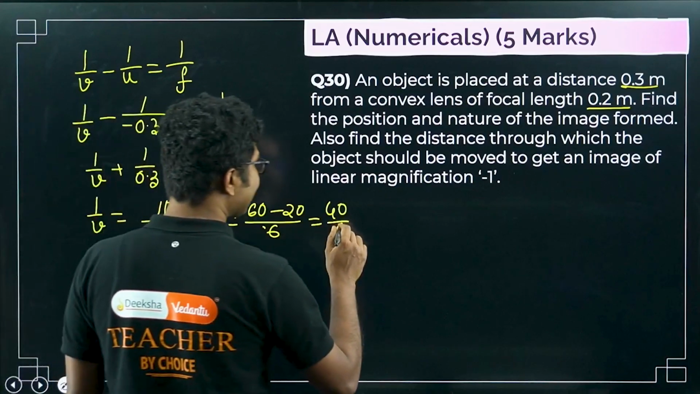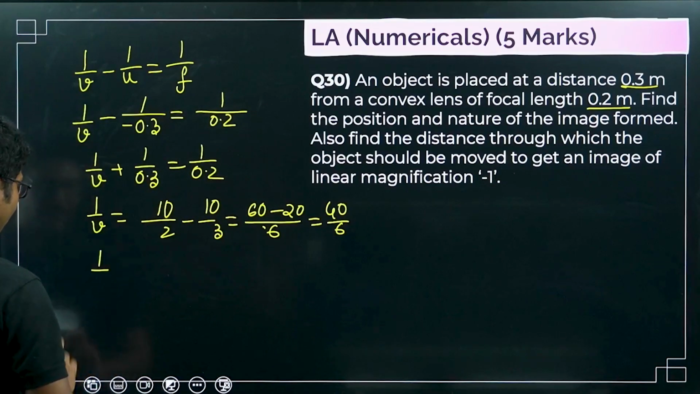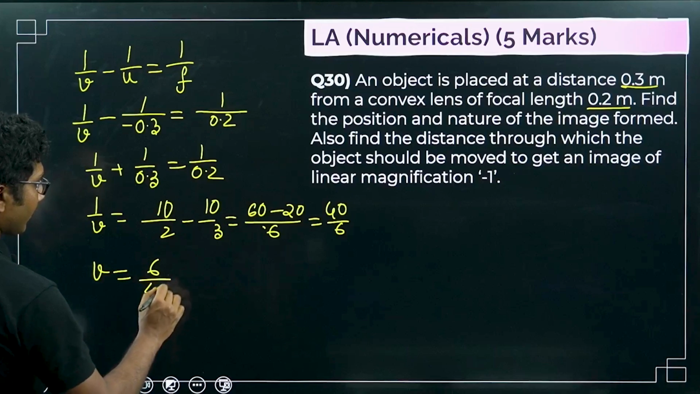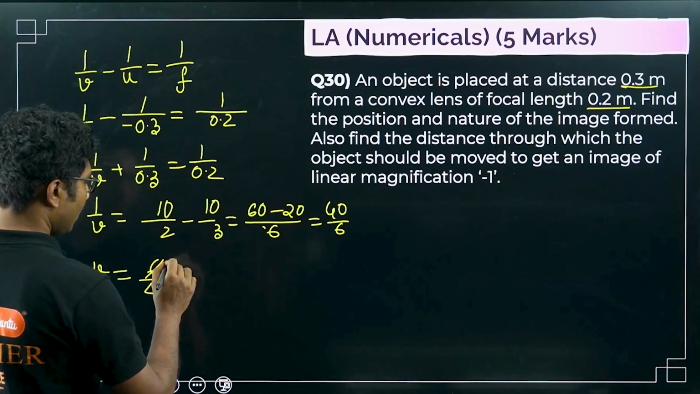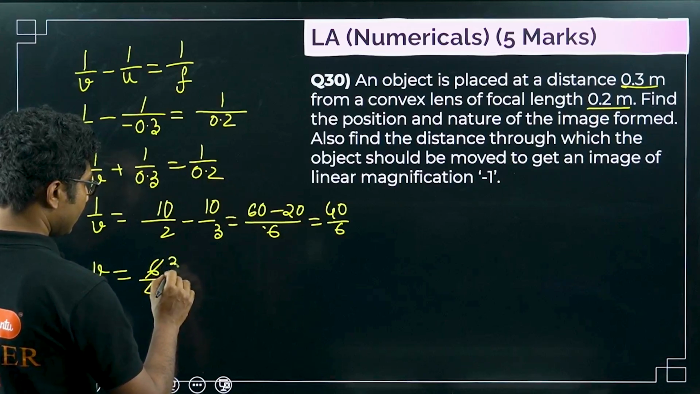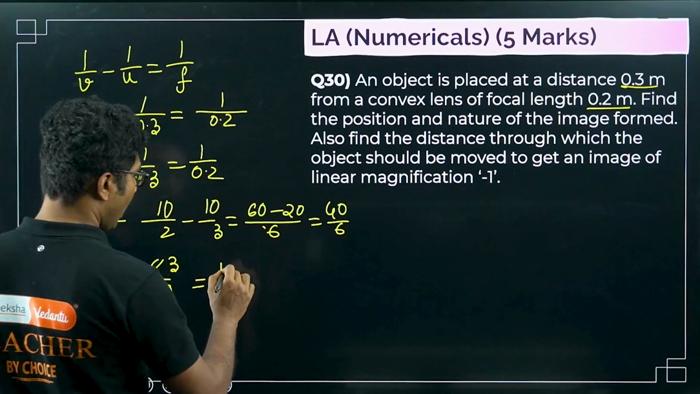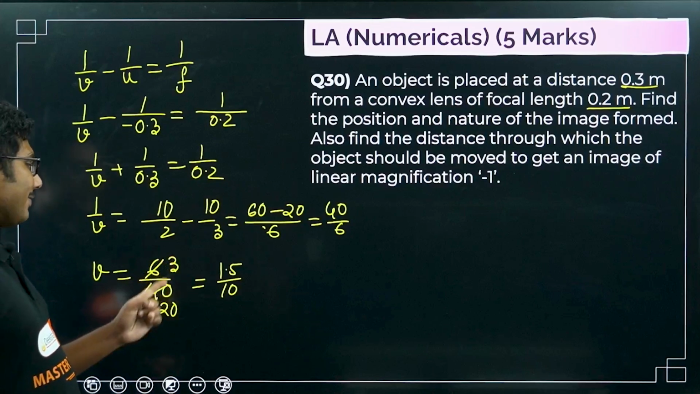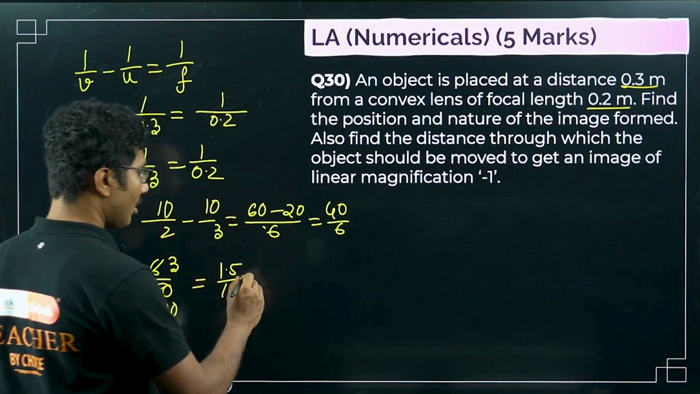Now remember that this is actually 1 by v, so v will be 6 by 40. Okay, 6 by 40, so it will be 3 to the 6 and 20, or 1.5 divided by 10. How did I do? 3 divided by 2 is 1.5. So 1.5 divided by 10, or it will be 0.1.